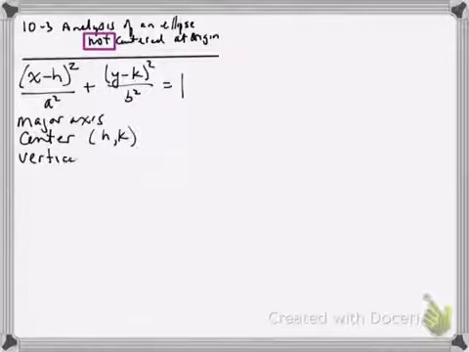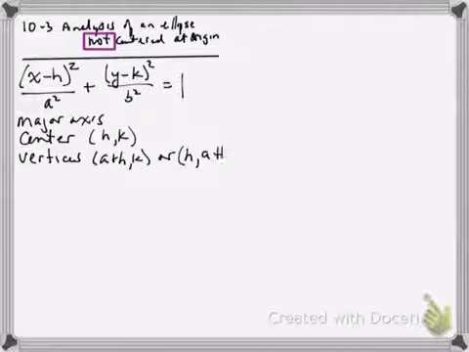Find the vertices. So again, you're moving from the center. So if the x-axis is the major axis, then you're going to do (a plus h, k). Or if your major axis is the y-axis, then it'll be h and then a plus k. So it all depends on which direction it's facing.